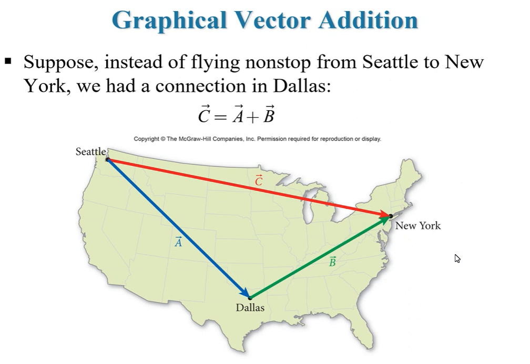Suppose instead of flying nonstop from Seattle to New York, we had connections in Dallas. So this is very simple. For example, if you want to go to New York, you are coming from Seattle. You have two options: whether to go direct on your trip or you can make a stopover in Dallas. So that's the concept of vectors.